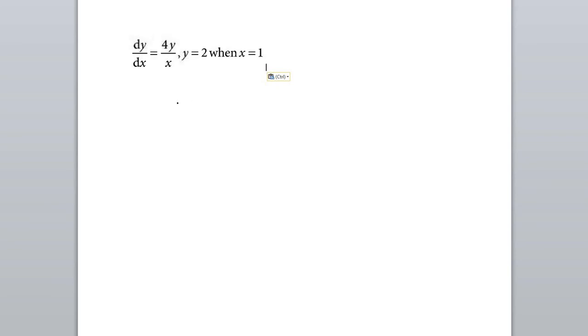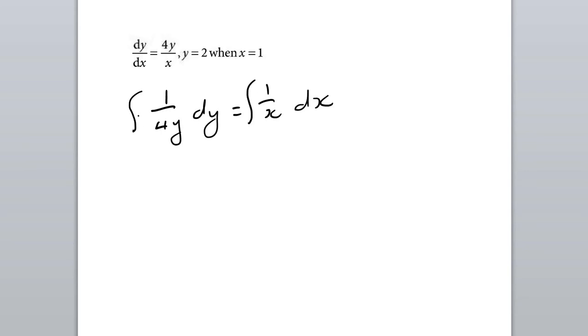So first, let's go and separate the variables. If I want all my y's on the left hand side and all my x's on the right hand side, I'm going to divide by 4y. So I have 1 over 4y dy is equal to 1 over x, and I multiply with a dx on both sides, dx. So now that I have this, I can take the integral on both sides. Since it is an integral of 1 over 4y, I can take this 1 over 4, this quarter, outside. It is a constant.